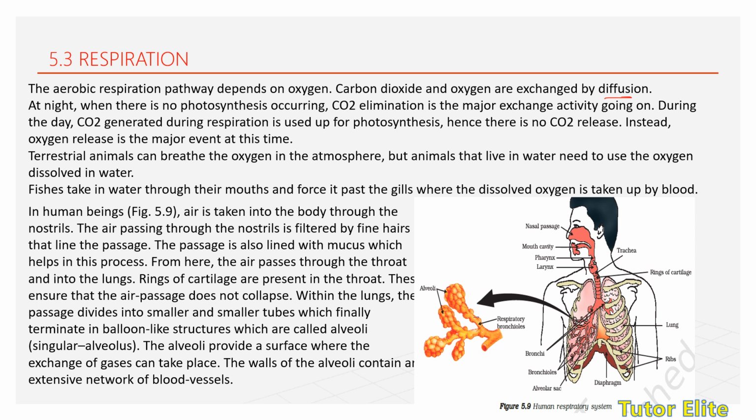Next, terrestrial animals can breathe the oxygen in the atmosphere, but animals that live in water need to use the oxygen dissolved in water. The animals which live on land can breathe the oxygen, but aquatic animals cannot. They take the dissolved oxygen in the water. Fishes take in water through their mouths and force it past the gills, where the dissolved oxygen is taken up by the blood. In fish, respiration takes place in the gills, and in humans in the lungs.